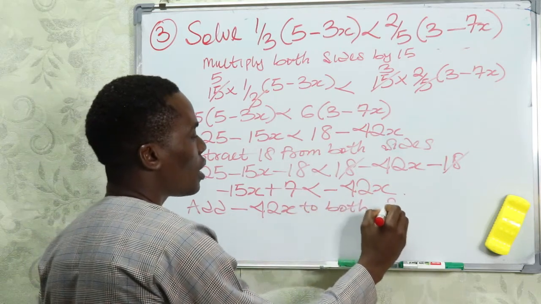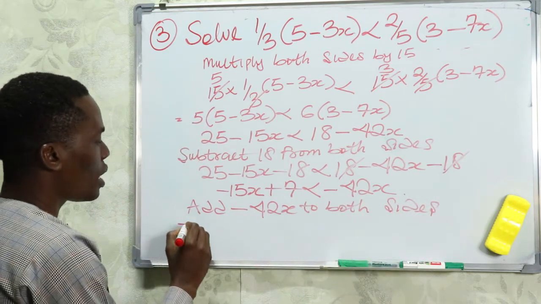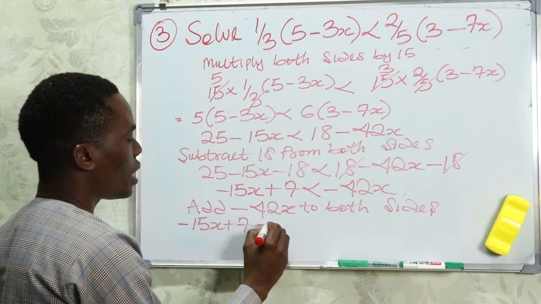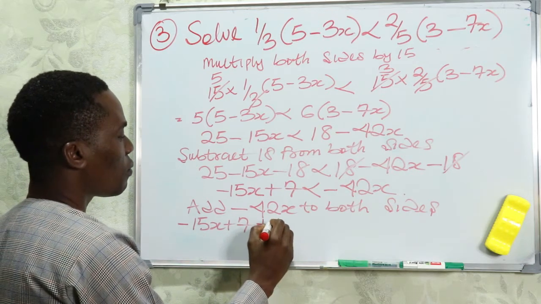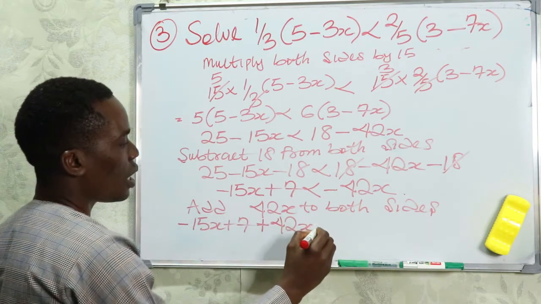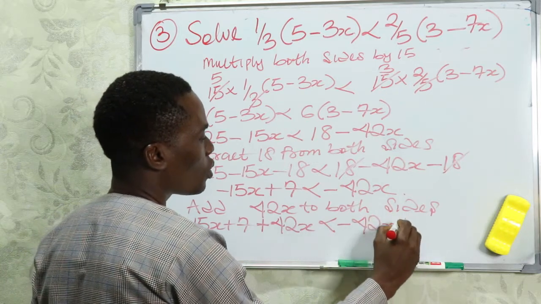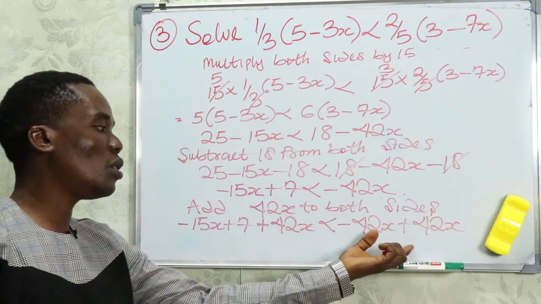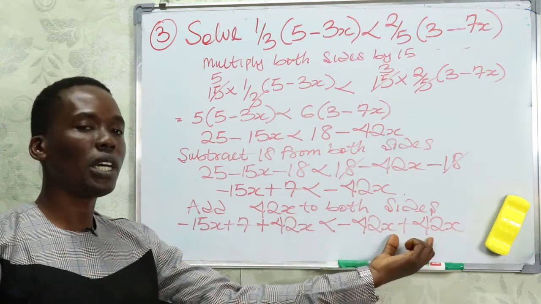Now if we add 42x to both sides, we are going to have minus 15x plus 7 plus 42x less than minus 42x plus 42x. Now the main reason why we are adding 42x to both sides is to make sure that we clear the 42x at this other side.